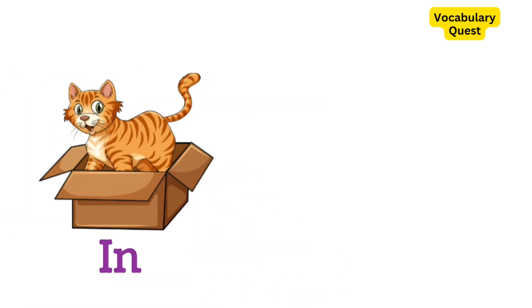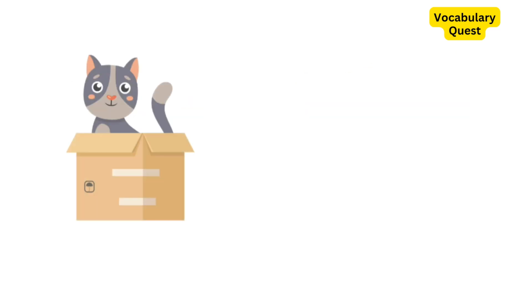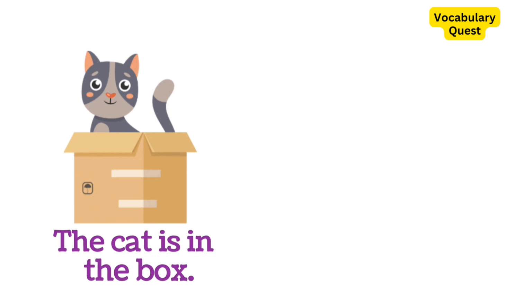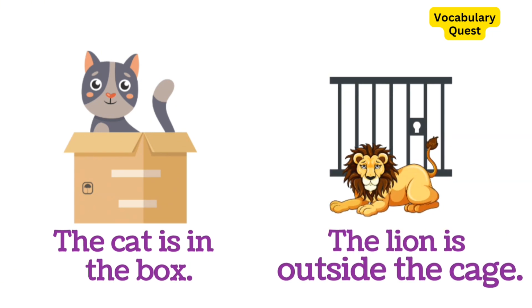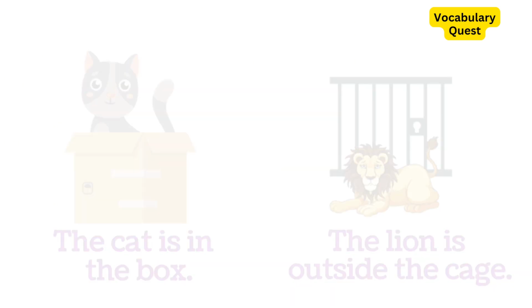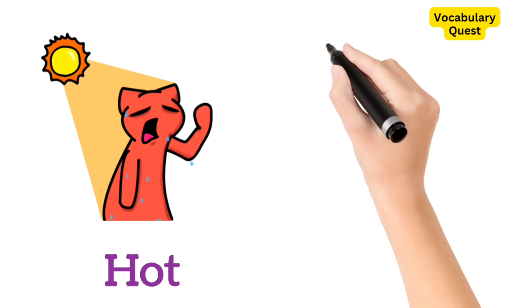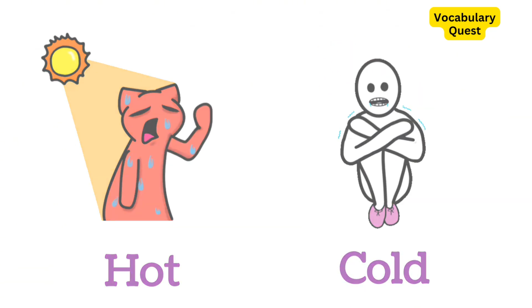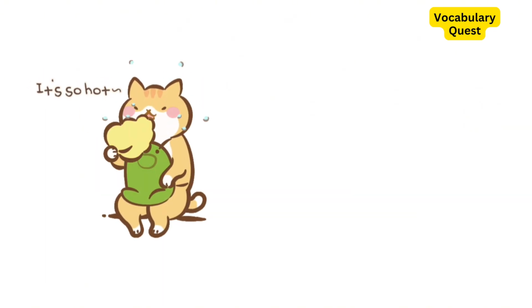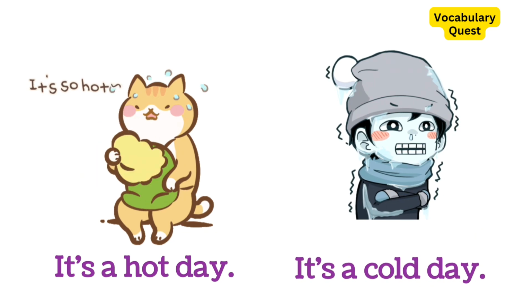In, out. The cat is in the box. The lion is outside the cage. Hot, cold. It's a hot day. It's a cold day.